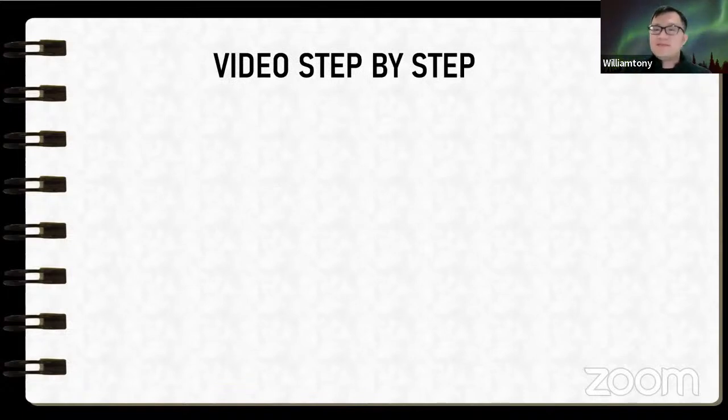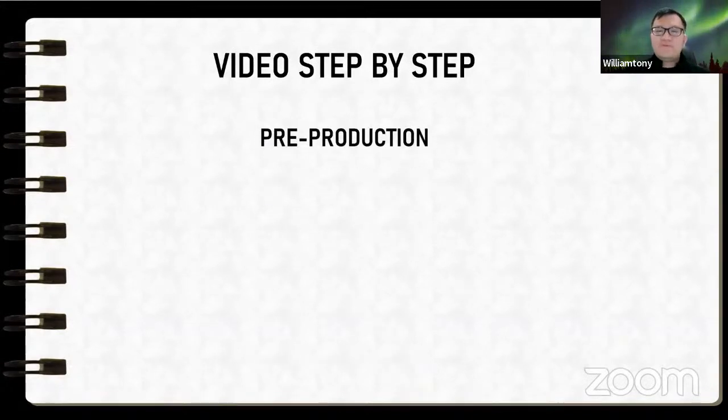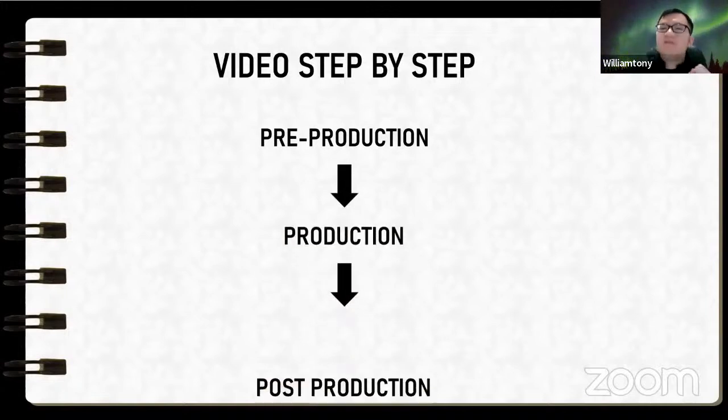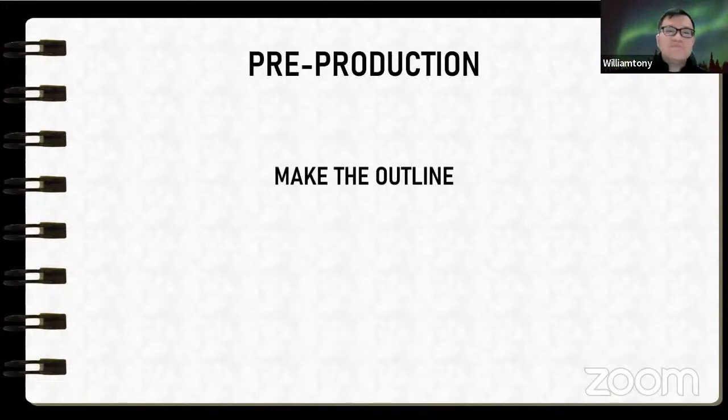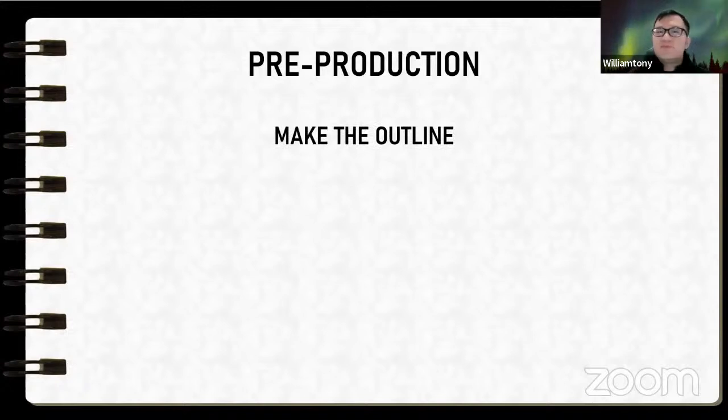Here we learn step by step how to make a video, starting with the planning part. The first step to make a video, we call it pre-production, and then production and post-production. Usually when we are making any type of video, like a music video, there are these three parts: pre-production, production, and post-production. And what is that? Pre-production is the start, the beginning point. What should we do when we want to make this video?